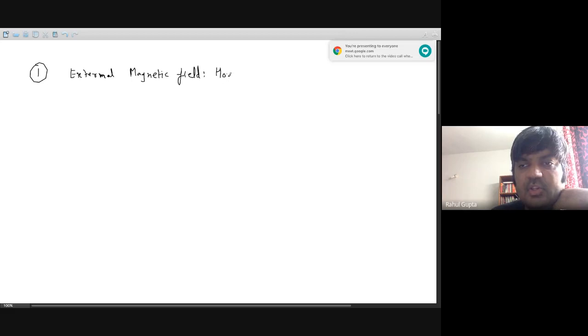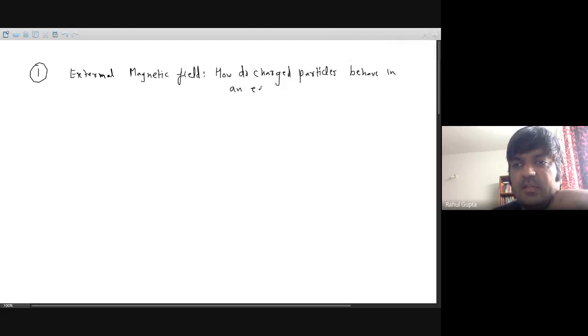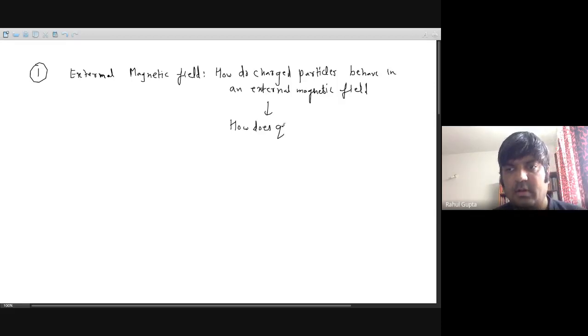And the question which is raised is that how do charged particles behave in an external magnetic field? And from this, what naturally follows is that how does current behave in external magnetic field?